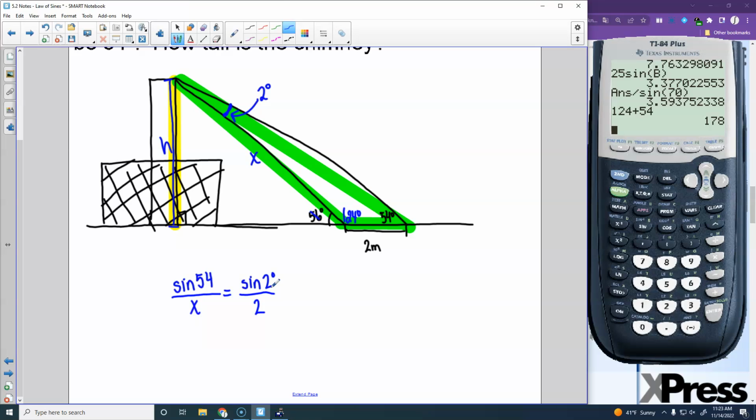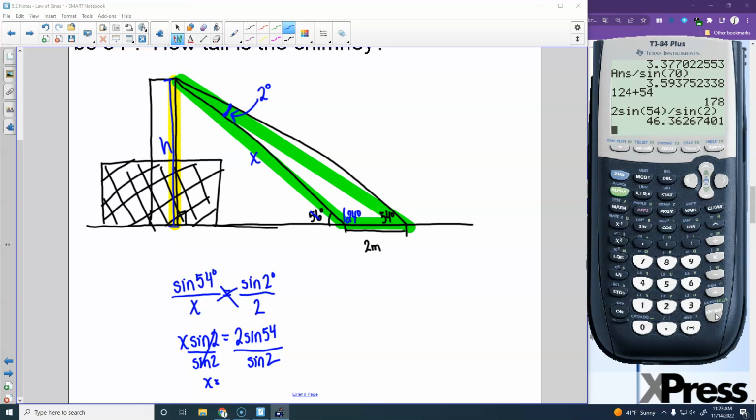Okay, so now do I have to worry about the ambiguous case? I've got 2 angles. I don't have to worry about the ambiguous case when I've got 2 angles. Thank goodness. I know there's going to be one answer here. So I get x sine 2 equals 2 sine 54. I'll divide by sine of 2. And so x is going to equal, we'll use our calculator, 2 sine 54 divided by sine of 2.